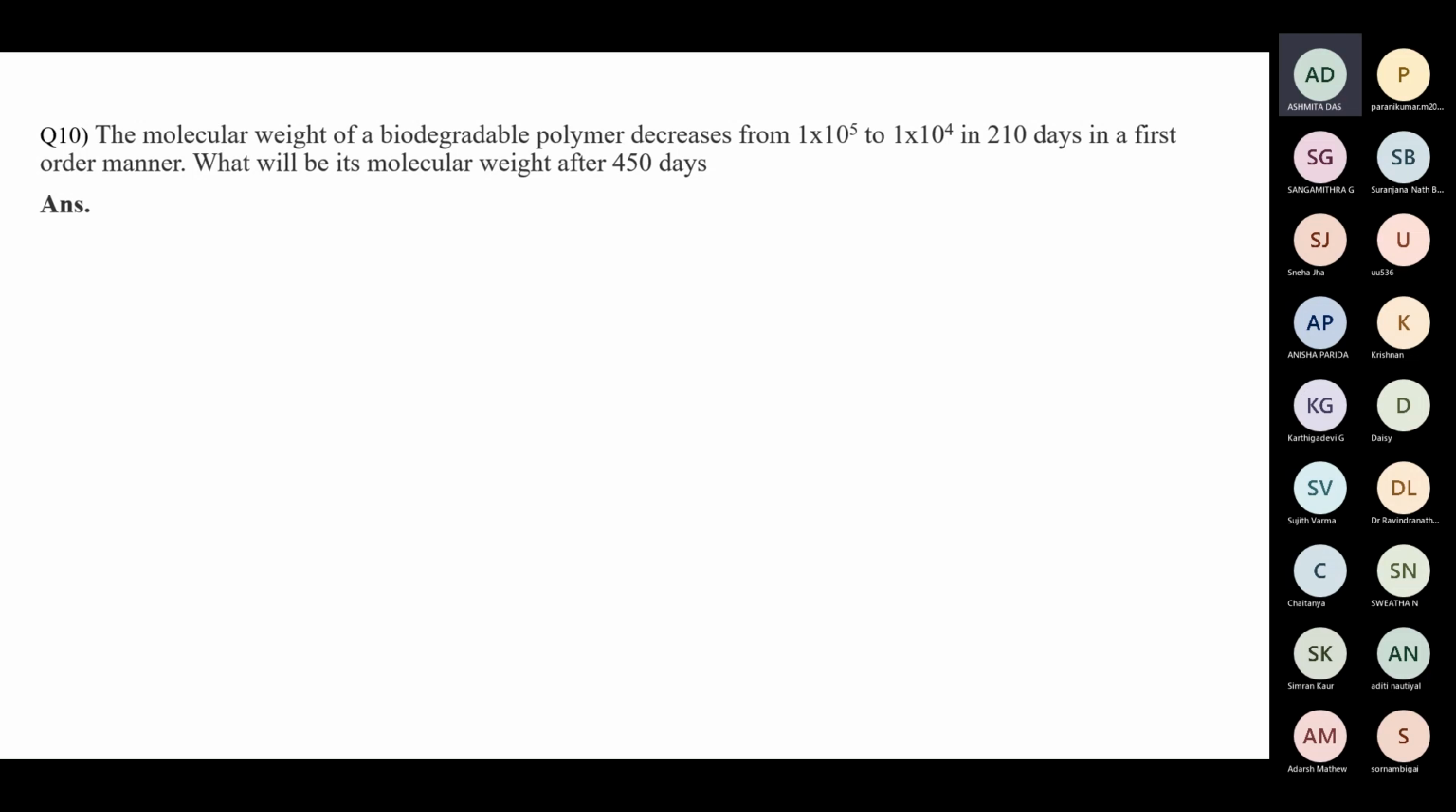We put this rate constant value in the equation, A equals A0 e to the power minus kt. So A initial is 10 to the power 5 into e to the power minus k, where the k value is 0.011 and the t value is 450. So the value comes as 708.34. Now moving to the next question.